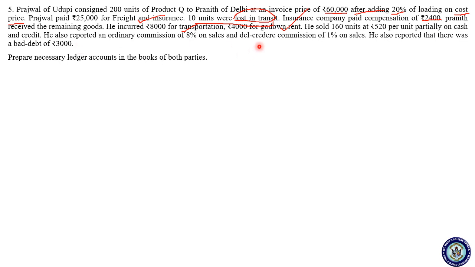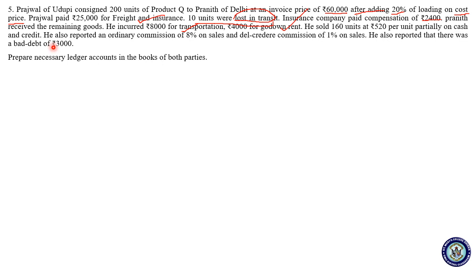When you are providing the consignee the del credit commission, that is a special commission, the consignee has to bear the bad debt. So when you prepare commission account, you have to take this 3,000. If you want, you see the format. Okay, you open the format and you see the format. In commission, there is one bad debt entry on the debit side.